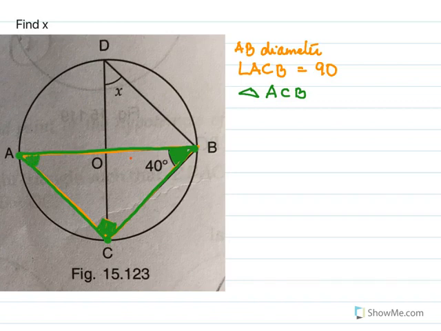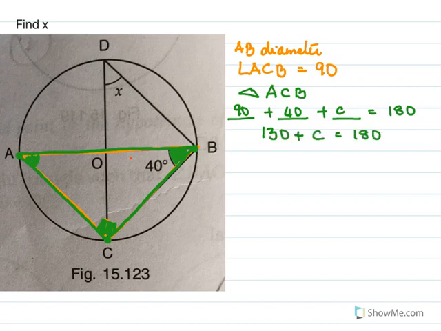So angle 1 plus angle 2 plus angle 3 equal to 180, which means 90, 40 plus C. So 130 plus C is 180. C will be 180 minus 130, so C will be 50. So we got this angle as 50.